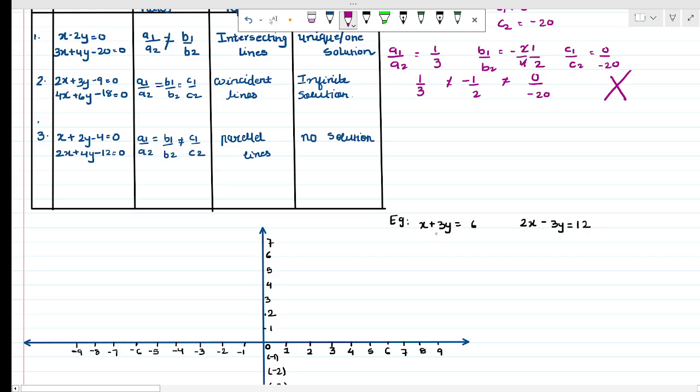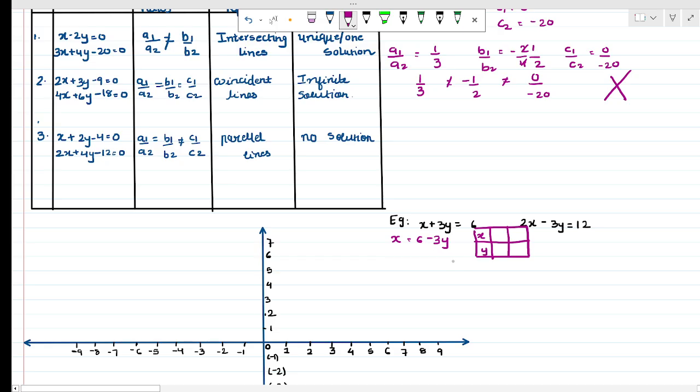We are given an example: x plus 3y is equal to 6. So let's first solve this. If I am finding the value of x, I can write it as 6 minus 3y. Make a box. We need to find only two solutions, so I am making only two boxes. The first one is my x, the second is my y.